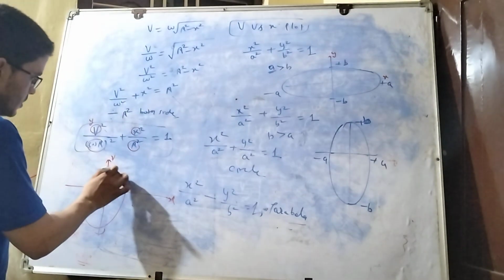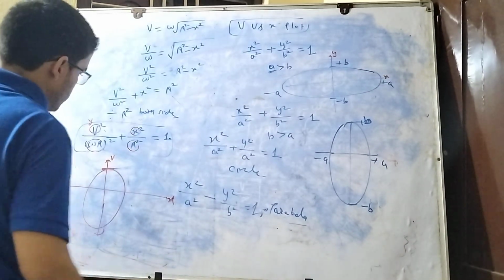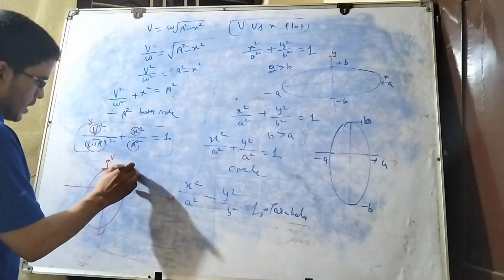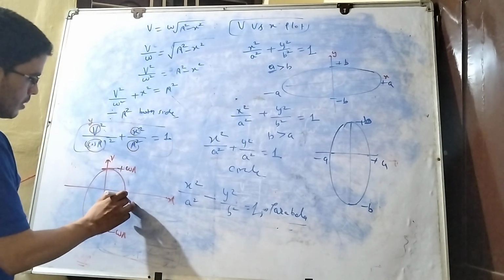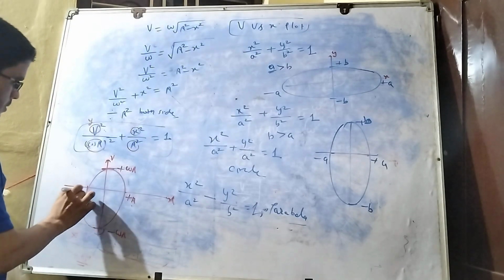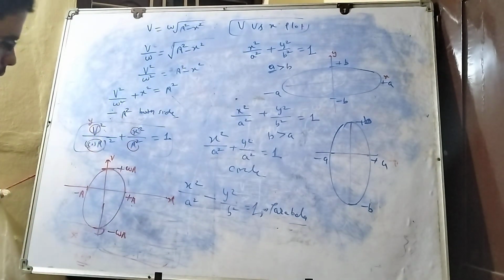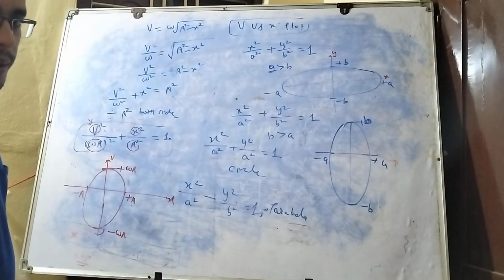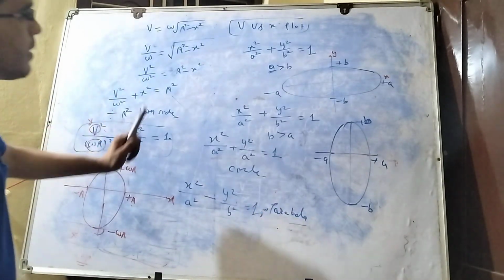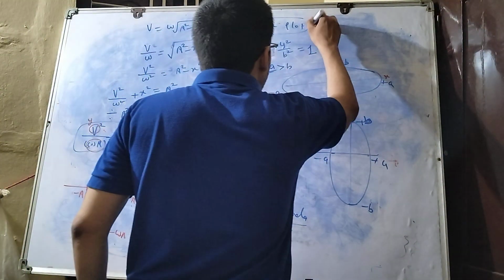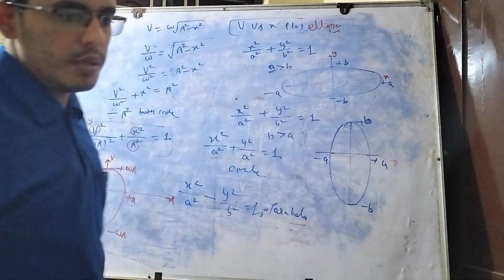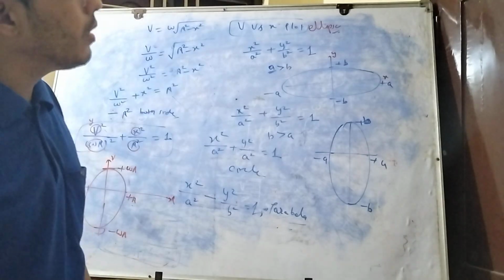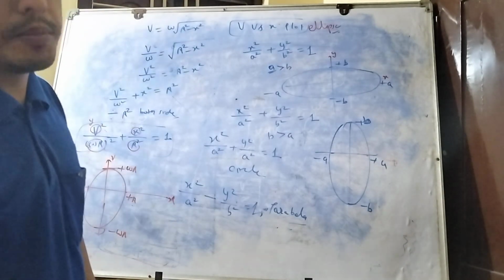Vertical. This value, what is it? This value is plus omega a, and this is minus omega a, and that is plus a, and that is minus a. So we can write that the v versus x plot will be an ellipse. Okay. Suppose it is asked many times which ellipse, horizontal or vertical. So we can write here vertical ellipse. Okay.